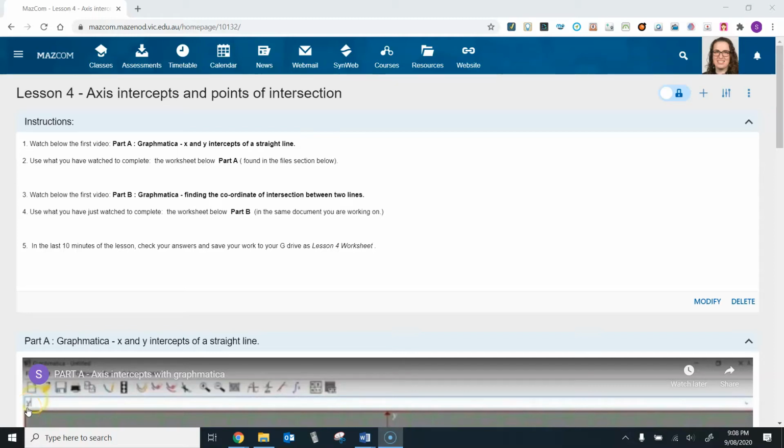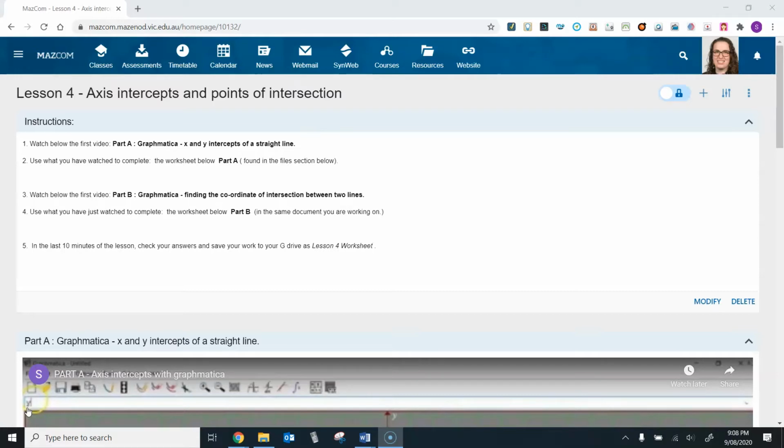So today, lesson 4, we're looking at two things. We're looking at axis intercepts, that is this video, part A, and then in part B, you'll be looking at when you have two different lines that intersect each other or cross each other and trying to find that point or that coordinate of intersection. So now let's look at part A. Part A is axis intercepts.